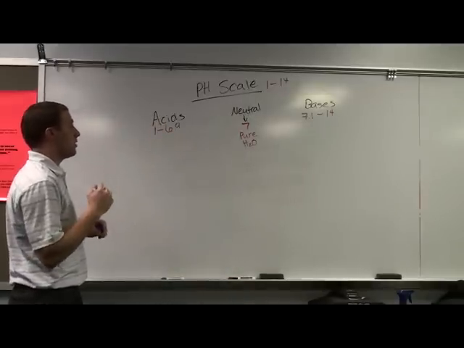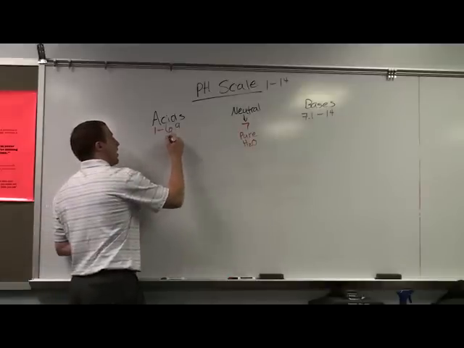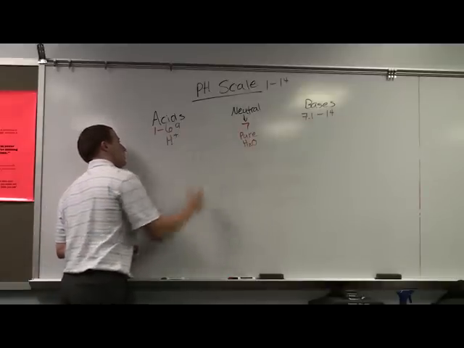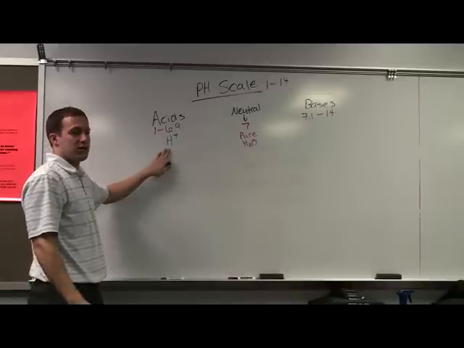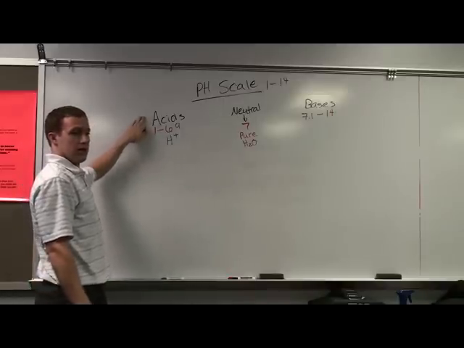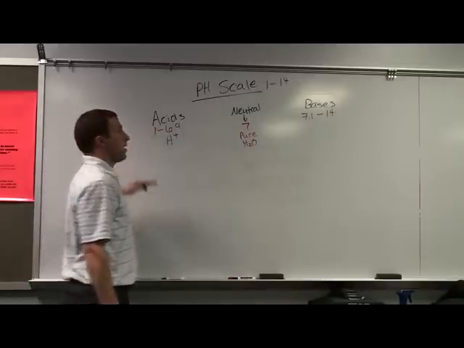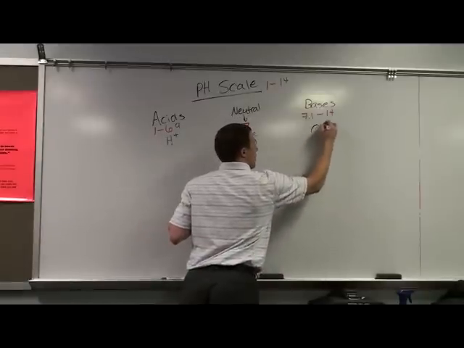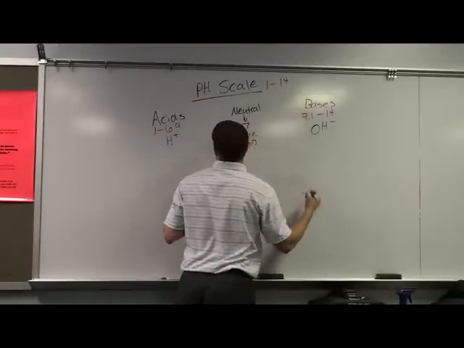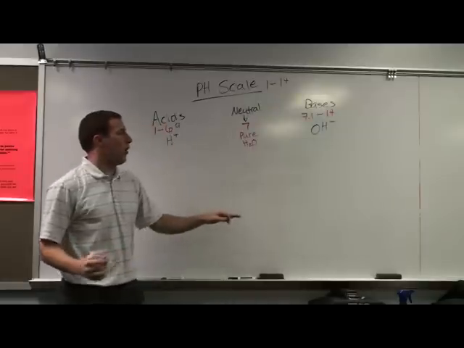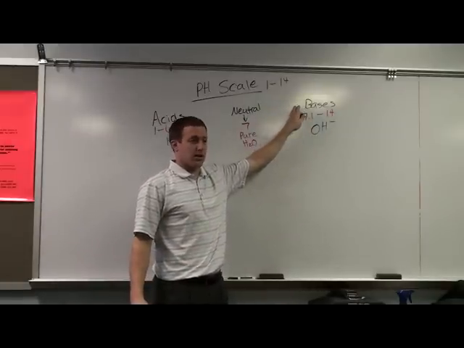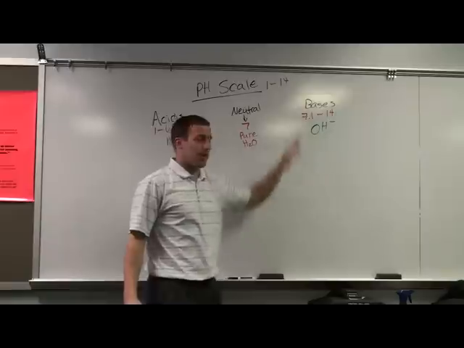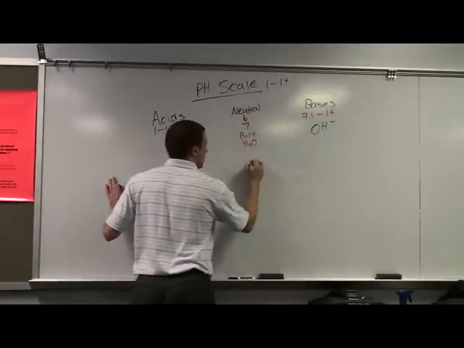Now, the other thing we need to know about them is acids are H plus ions. So the more H plus you have, the more acidic you are. Now, on bases, it's OH negative. So the more OH negative you have, the more basic you are. Does that make sense? Okay? So then we can make our number line.